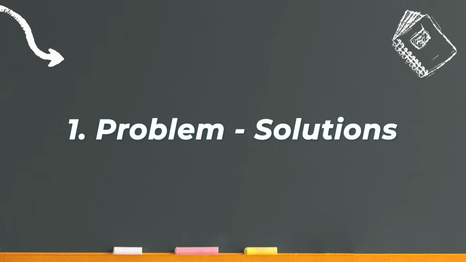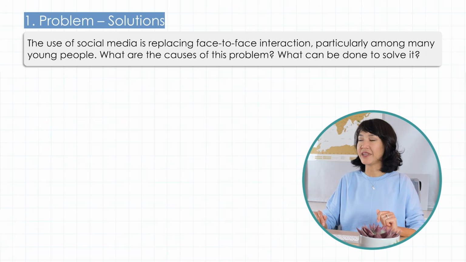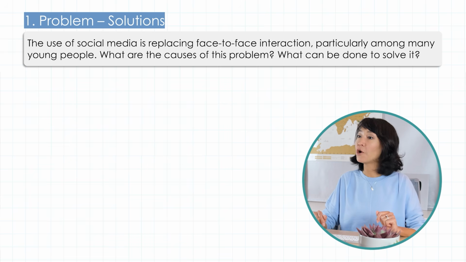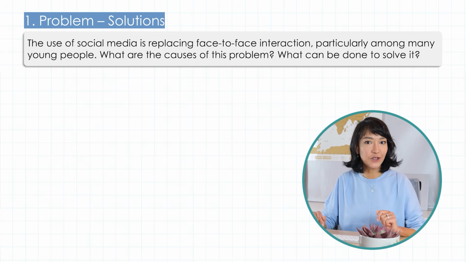Let's start off with the problem solutions task. The use of social media is replacing face-to-face interaction, particularly among many young people. This is our problem. What are the causes of this problem? Or what are the reasons for this? Why is this? What can be done to solve it? Or what are some of the solutions?